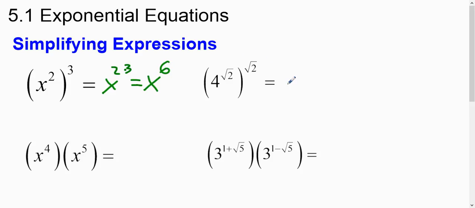So for this next example, we could do the same thing, power to a power. Square root of 2 times the square root of 2 is just regular 2. And since that's a number to an exponent, let's go ahead and do that. 4 squared is 16.